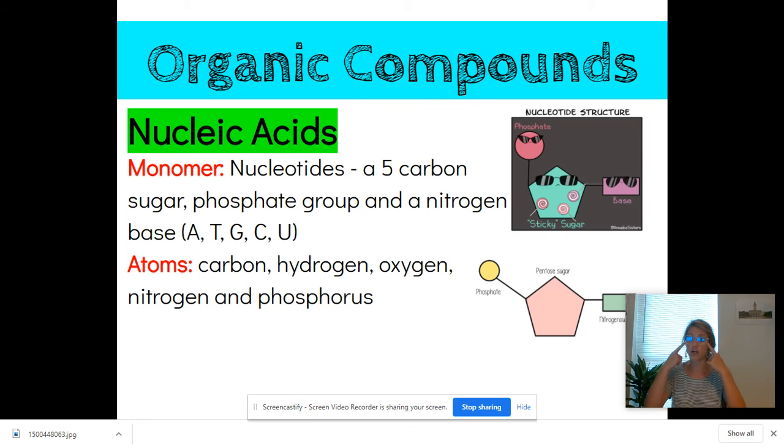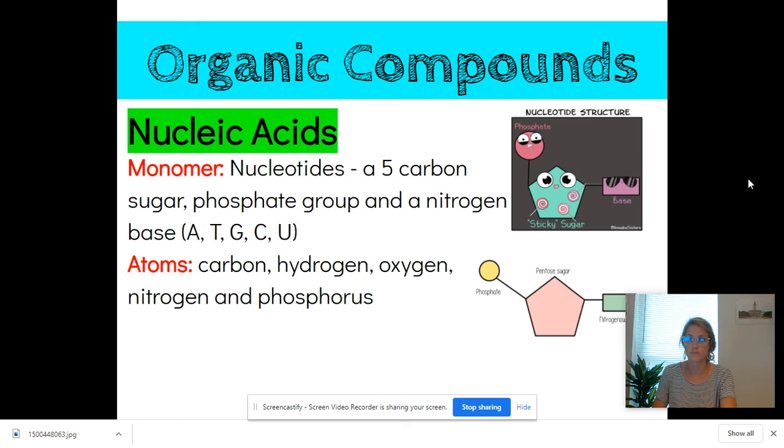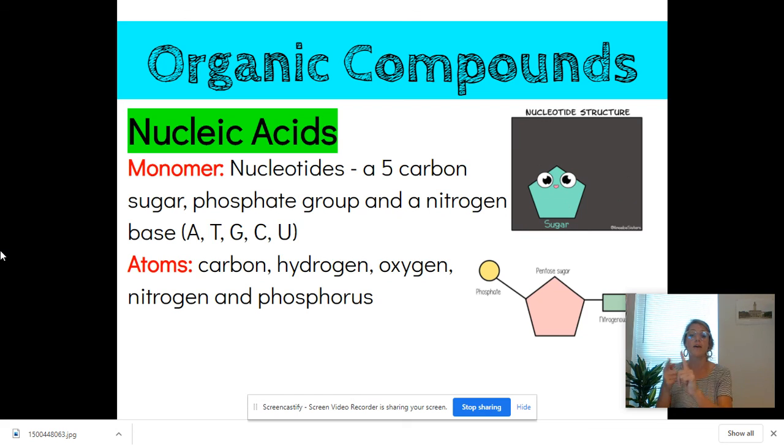So a DNA sequence for the color blue eyes would be something like ATTG. If you have brown eyes, your DNA sequence for that protein that makes your eyes brown could be something like GGCA. So that's where you get the DNA sequence from. And again, there's 3 parts. You guys can look at the pictures down here. The 5-carbon sugar, the phosphate group, and the nitrogen base. And as far as the different elements that are in this, we have carbon, hydrogen, oxygen, nitrogen, and phosphorus.